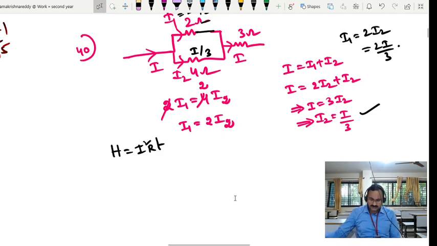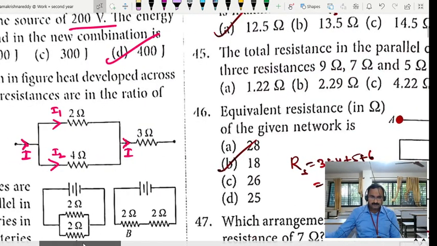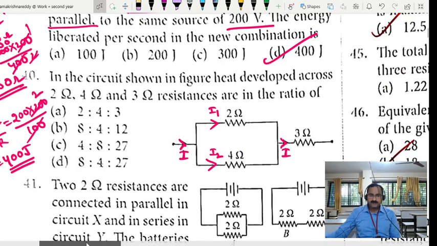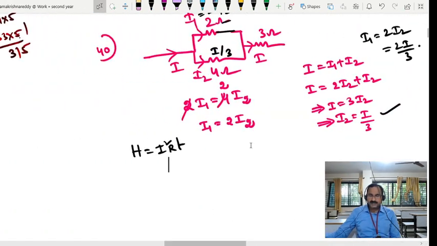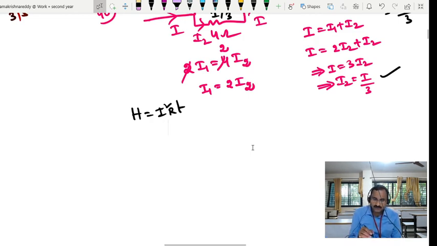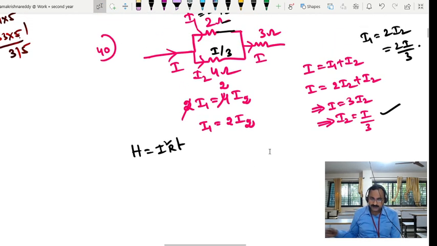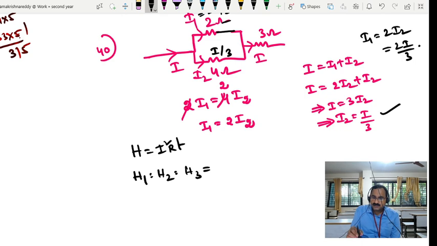Now see what they are asking in the question, the ratio only. The heat developed across them is in the ratio, directly proportional to I square and also directly proportional to R. So now we take one by one, it is easy to calculate. H1 is to H2 is to H3 is equal to, in order 2, 4 and 3. First we can write I1 square R1, I2 square R2, T cancels anyhow, so I'm not writing it. Next, the total current is I, so I square into R3.